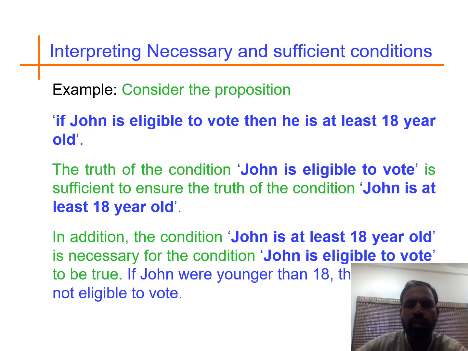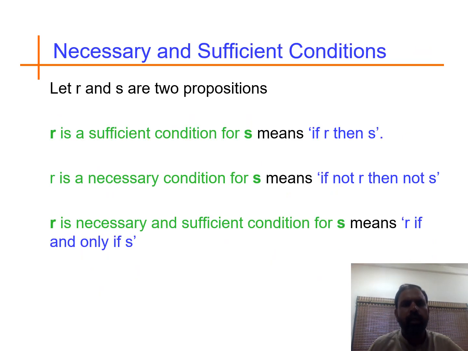It may be he is greater than 18 years, he will be 20, 22, 23, but at least. So we can easily interpret necessary and sufficient conditions in this example. Let R and S be two propositions. R is a sufficient condition for S means if R, then S. R is a necessary condition for S means if not R, then not S.